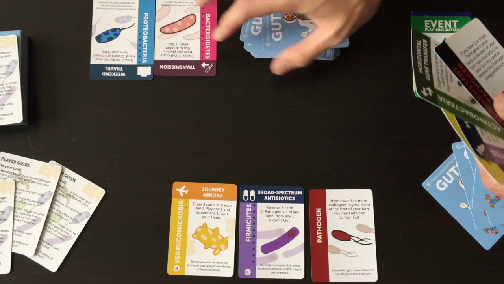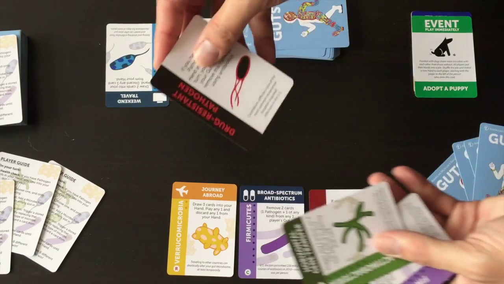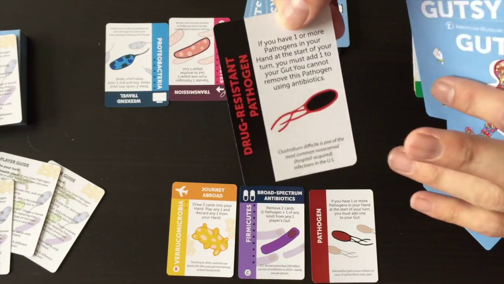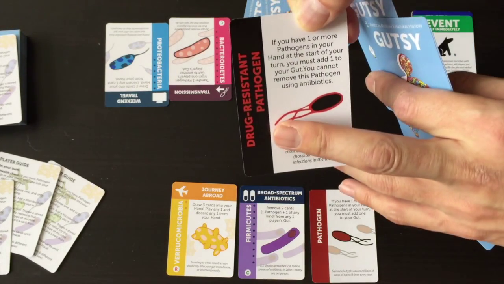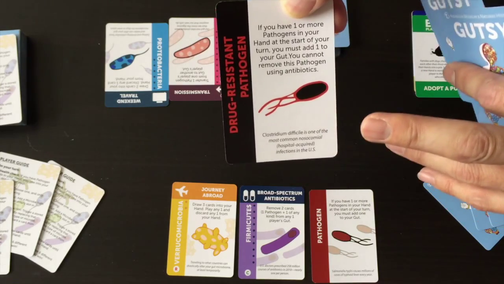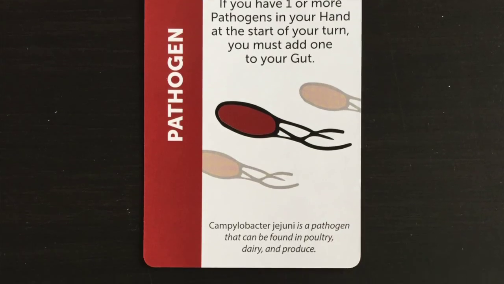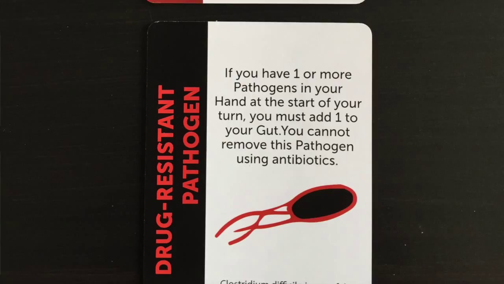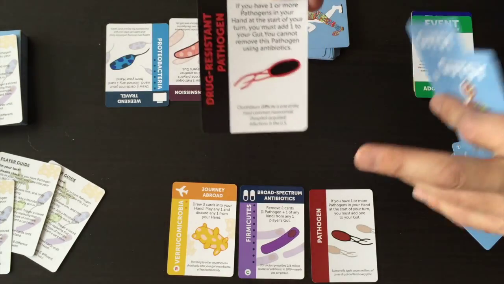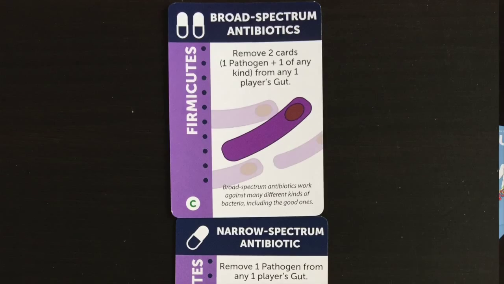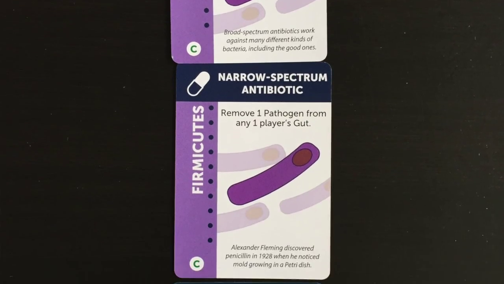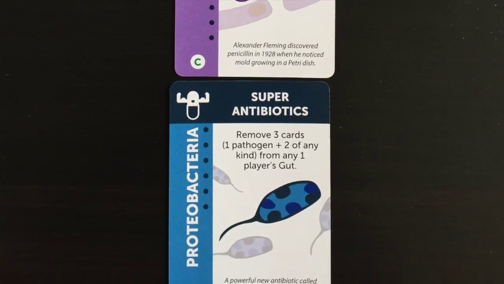Okay, and then I will have to play a pathogen. Now this is a special pathogen. There's only 1 of this in the entire deck. This is a drug-resistant pathogen, which means that you cannot use antibiotics to kill the pathogen. You can only transmit it away from your gut, but you cannot kill it outright. There are antibiotic cards inside the deck as well, which allow you to kill pathogens, among other things.